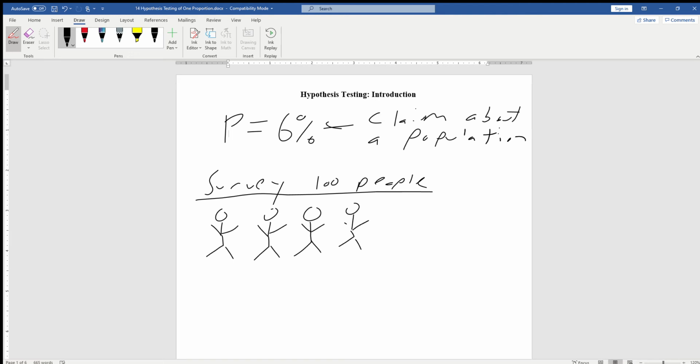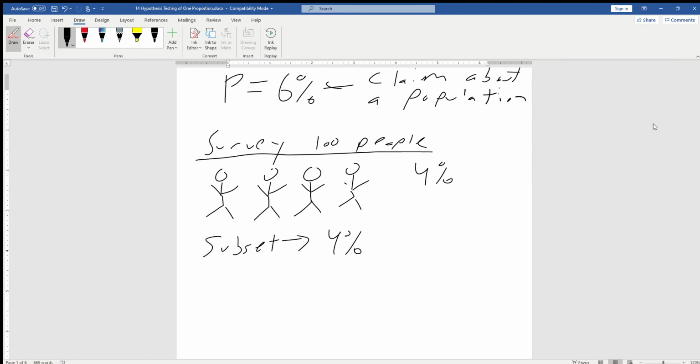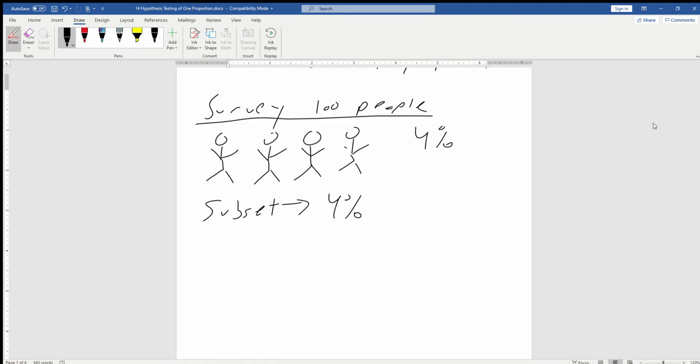All right, so I surveyed 100 people, and only 4% out of 100 have O-negative blood. So, now, why does this happen? Well, that's because we don't have the population. So we only have a subset. And a subset of the population says that we only have 4%. So the question is, is 4% a big enough disparity from 6% to say that it's not due to random occurrence?